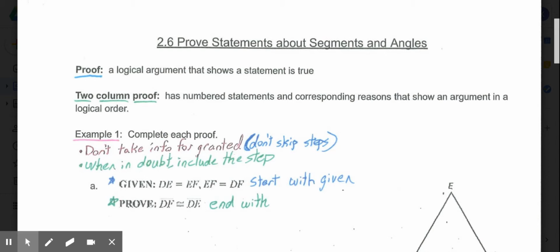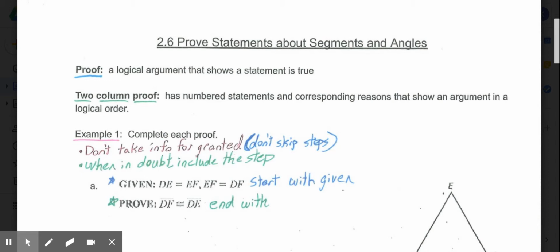Just like in the last lesson, where we were applying the properties of equality and writing our justifications for each step, that can be turned into a two-column proof, which we'll look at today. A two-column proof is a proof that has numbered statements on the left and corresponding reasons on the right that show the argument in a logical order. They go step by step with the numbered statements on the left and the corresponding reasons on the right. Here, example 1 asks us to complete each proof.